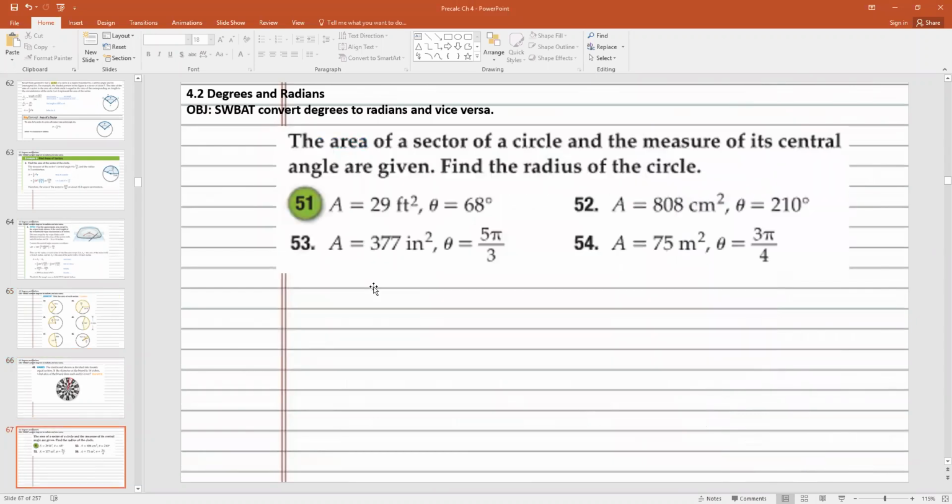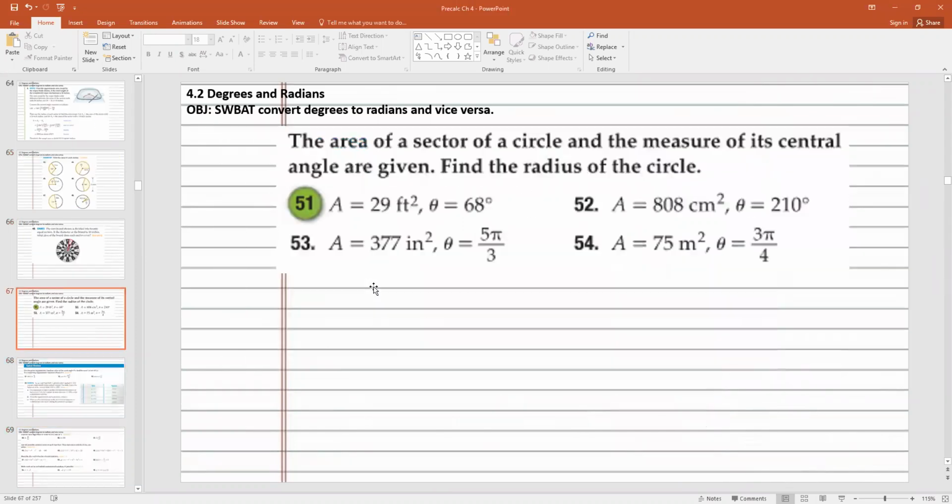All right, and that's it. You could go backwards and find the radius of the circle also. All right, we got a minute. I guess we could do one quickly. 51, it's green, so that means they'll show all of it. So let's look at 52, I guess.